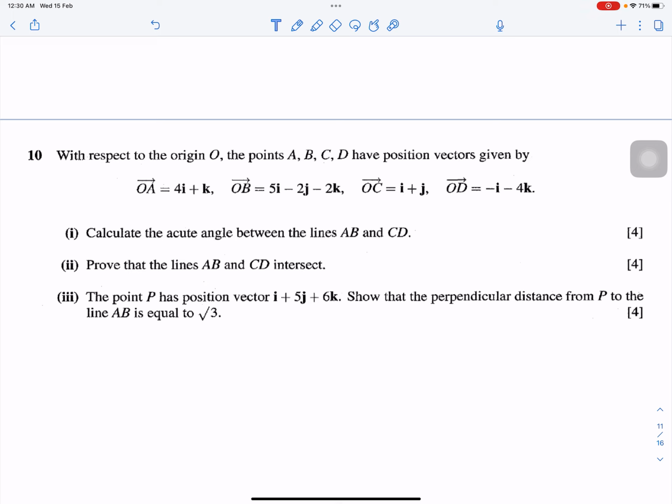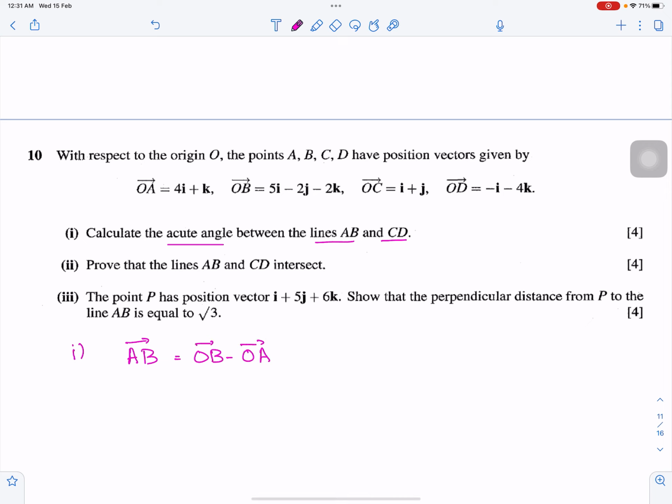There are three parts to the question, and we will do them one by one. The position vectors of A, B, C and D are given to you here. First part: calculate the angle between lines AB and CD. When we are calculating the angle, the important thing is only the direction of those lines, not the equation of the line. So to calculate the direction of the line, I just need to change the displacement vector AB into position vectors, which is OB minus OA.